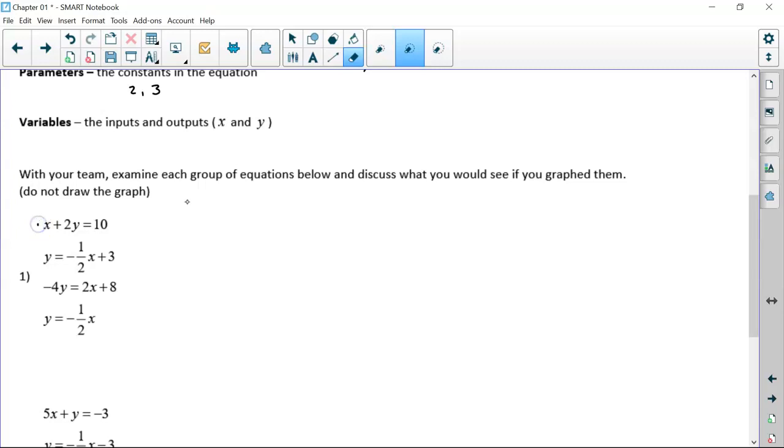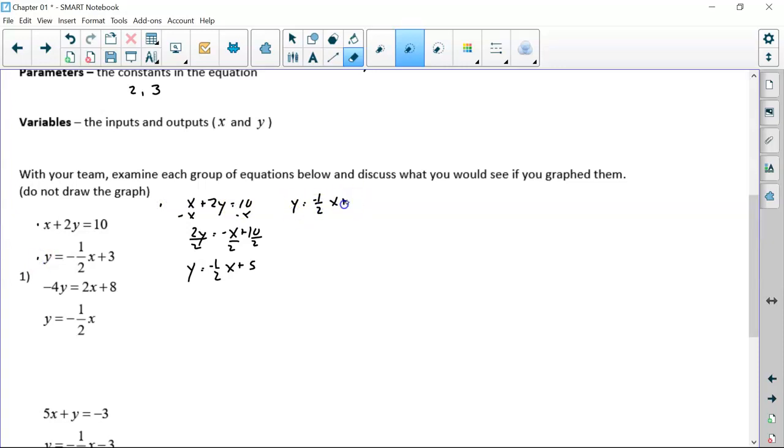So for the top equation, x plus 2y equals 10, we're going to solve for y. Subtract x from both sides. 2y equals negative x plus 10. Divide each piece by 2. y equals negative 1/2 x plus 5. Now, we already have y equals negative 1/2 x plus 3.